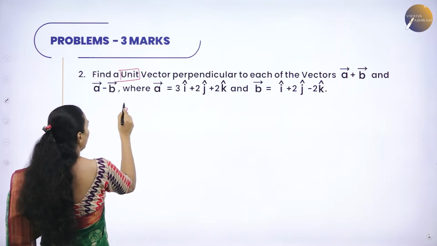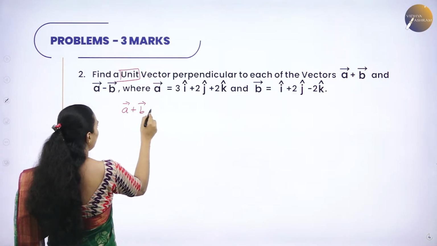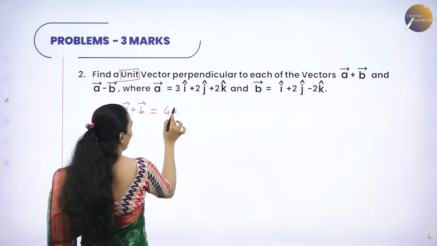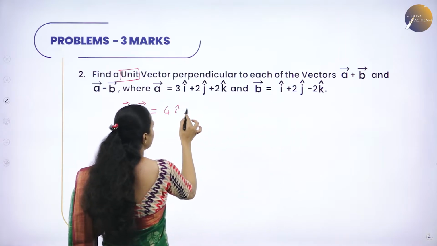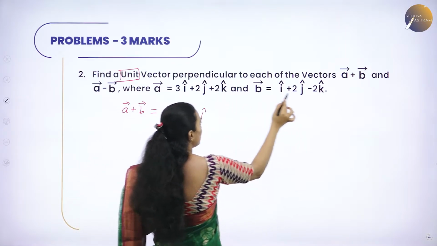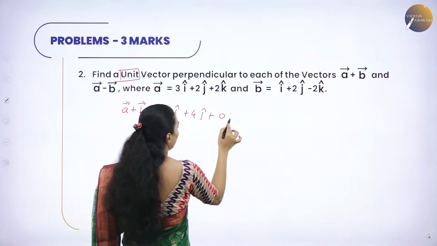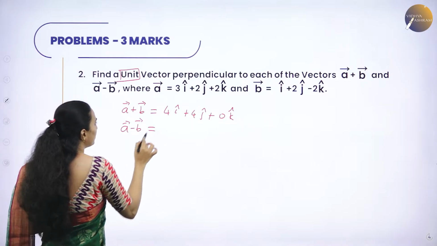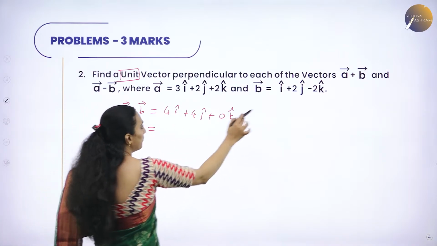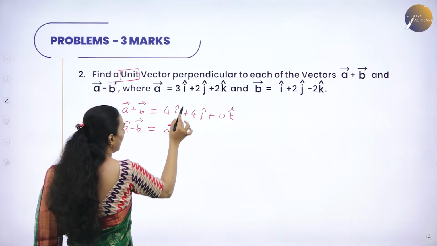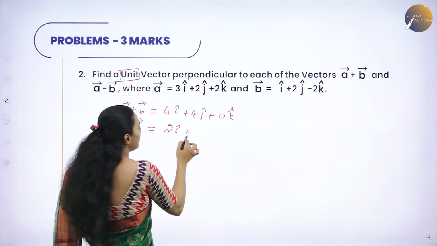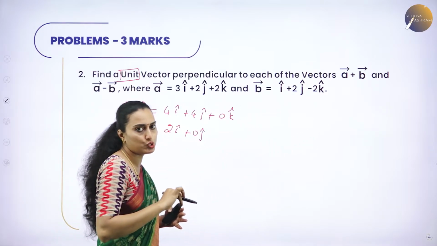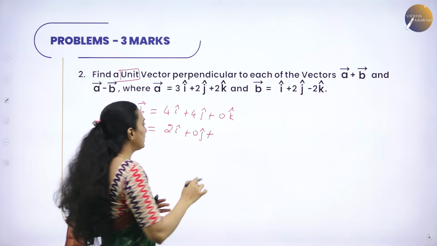First, let us find out A vector plus B vector. What is that? Adding A and B: 3i plus i, which is 4i cap. Again, 2j plus 2j is 4j cap. Plus 2k minus 2k will get cancelled, 0k cap. Next, we'll do A vector minus B vector, which implies 3i minus i, which is 2i cap. Again, 2j minus 2j is 0j cap. Again, plus 2k. Minus of minus 2k is plus 2k. 2k plus 2k gives you plus 4k cap.